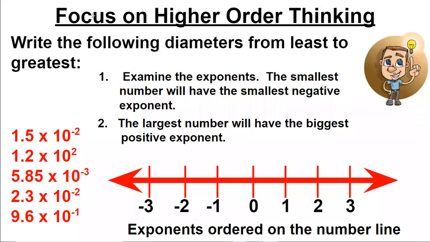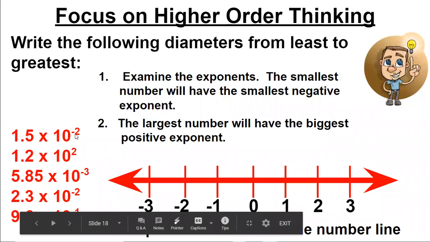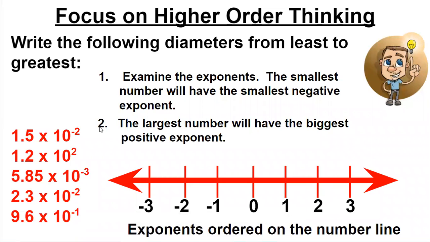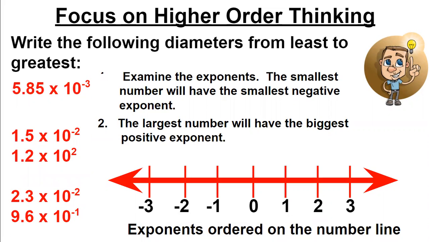Okay, so looking at the exponents here, which one is farthest to the left on the number line? Did you say 10 to the -3? Then you are correct. That is the smallest number. So we'll bring that up here in first place: 5.85 times 10 to the -3.